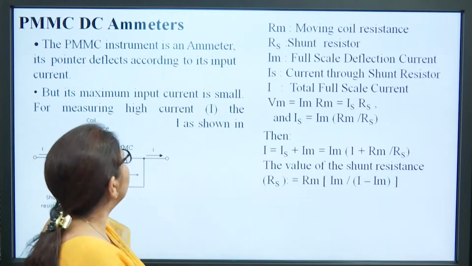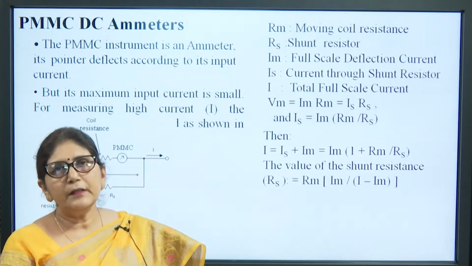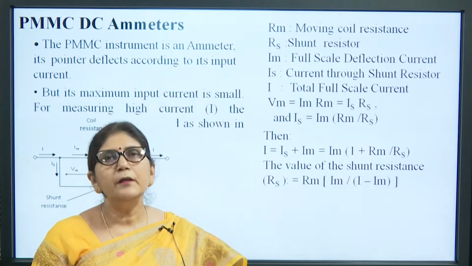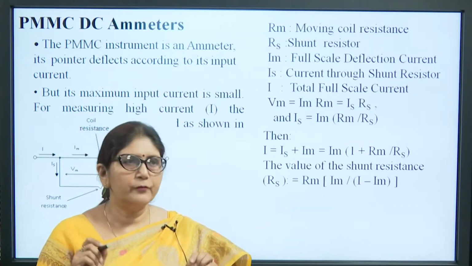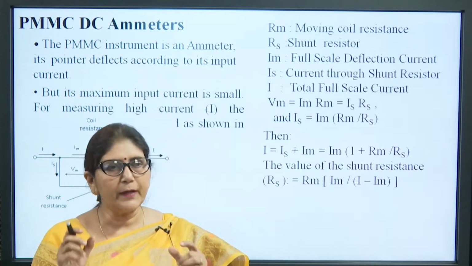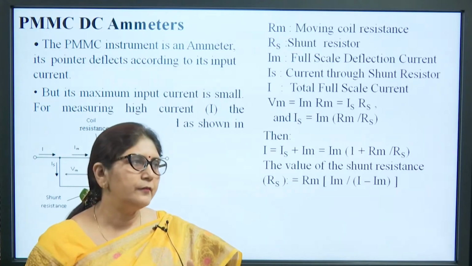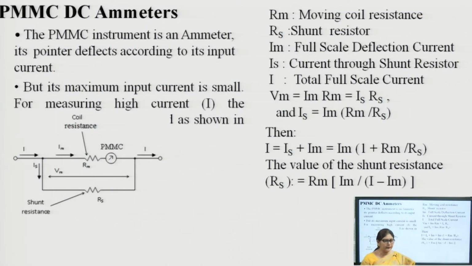So, the PMMC DC ammeter. As we know, in a PMMC instrument there is a deflection torque produced due to the coil placed in a magnetic field, and that deflection torque is controlled by the controlling torque of the spring. In a PMMC instrument the deflection is proportional to the current flowing in the meter. This PMMC instrument is very sensitive and is used to measure a very small amount of current.